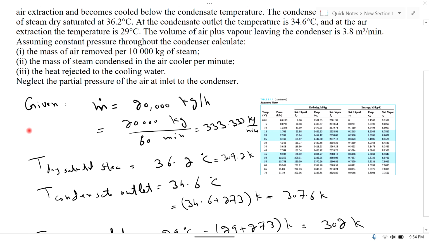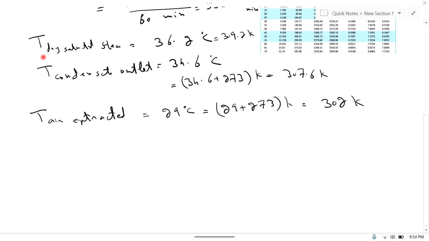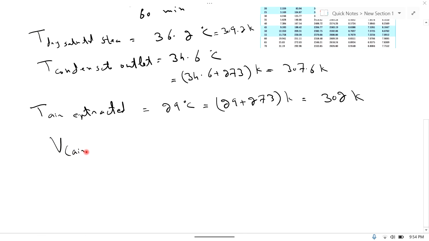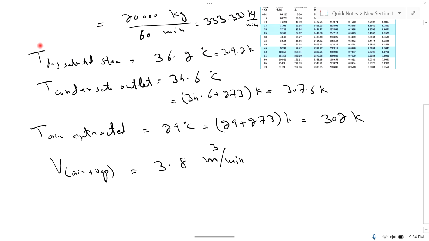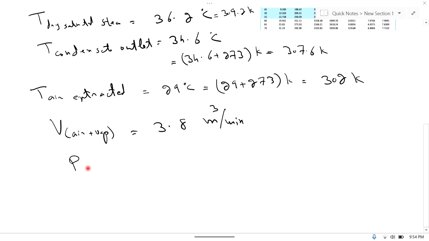And the volume of air plus vapor leaving the condenser is 3.8 meter cube per minute. Volume of air plus vapor is equal to 3.8 cubic meter per minute. Assume constant pressure throughout the condensate. Pressure is constant throughout the condenser.